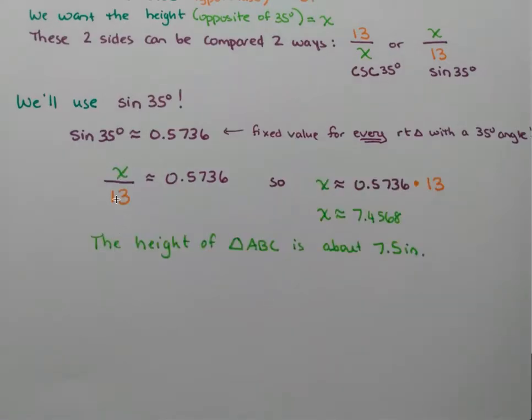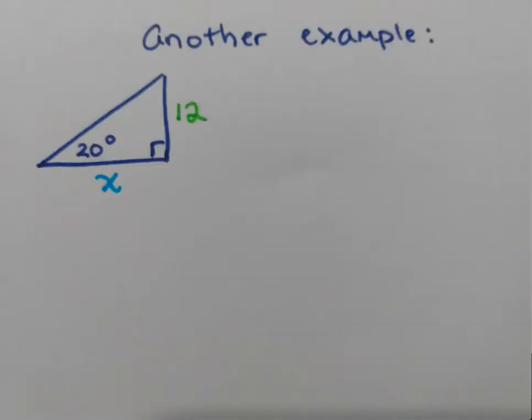So I know that if I compare the x and the 13 side, that is what the ratio has to be. Well, then if I multiply by 13, I get that x is about 7.4568, or about 7.5 inches. So using my trig, I was able to find the height of the triangle. Let's look at another example.